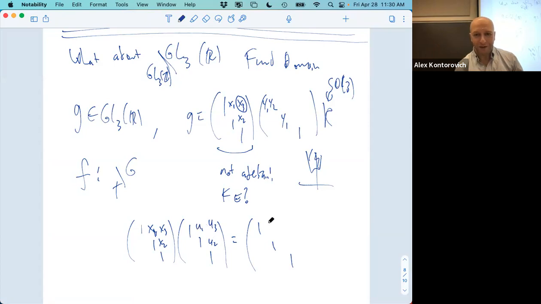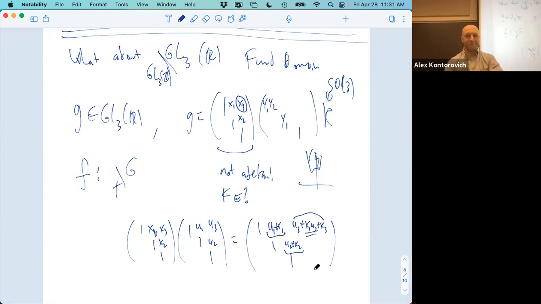u1 plus x1, u1 plus x1, and nothing else. Okay. Yeah, by symmetry, u2 plus x2. And then u3 plus x1 u2, u3 plus x1 u2 plus x3. Right. Okay. So look, it's almost abelian: x1 plus u1, x2 plus u2, and x3 plus u3. And it has this extra thing here.